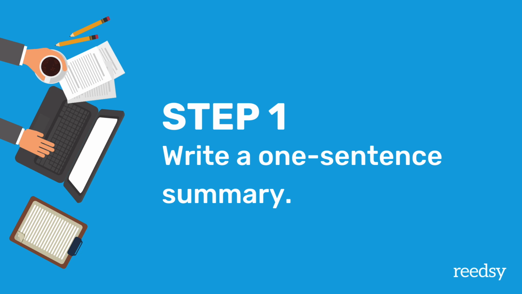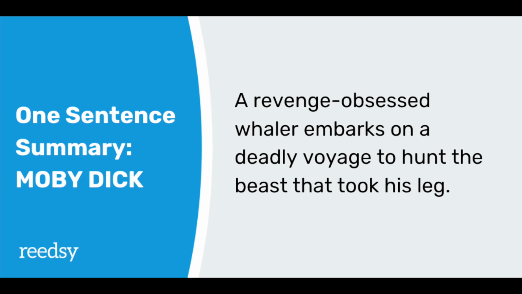So step number 1 is to write a 1-sentence summary of your story. When I say that each step gets more and more complicated, we really are going to start as simple as possible with just one singular sentence. This is great because you can start this process with basically no development. All you really need is a concept and the ability to describe that concept in a singular sentence. So if we were doing this for, say, Moby Dick, we could say, a revenge-obsessed whaler embarks on a deadly voyage to hunt the beast that took his leg. You don't need any specifics, you just need a single sentence summarizing the general concept and direction of your story.